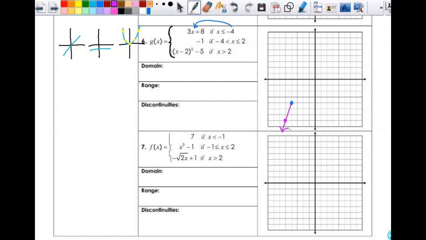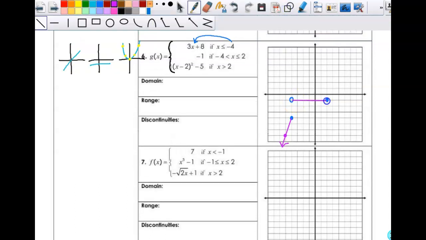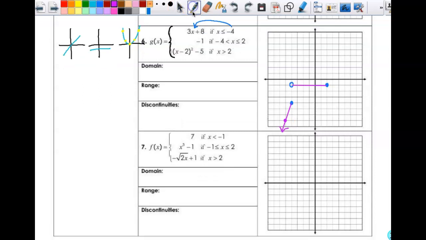Okay, everybody good so far? All right, so then my next piece starts at -4. So when x is -4, y is -1, and this is open. And then when x is 2, y is still -1, and that is closed. And then it's just -1 the whole time. It's a constant function, so I can just connect those. And I'm good. Okay, we good?